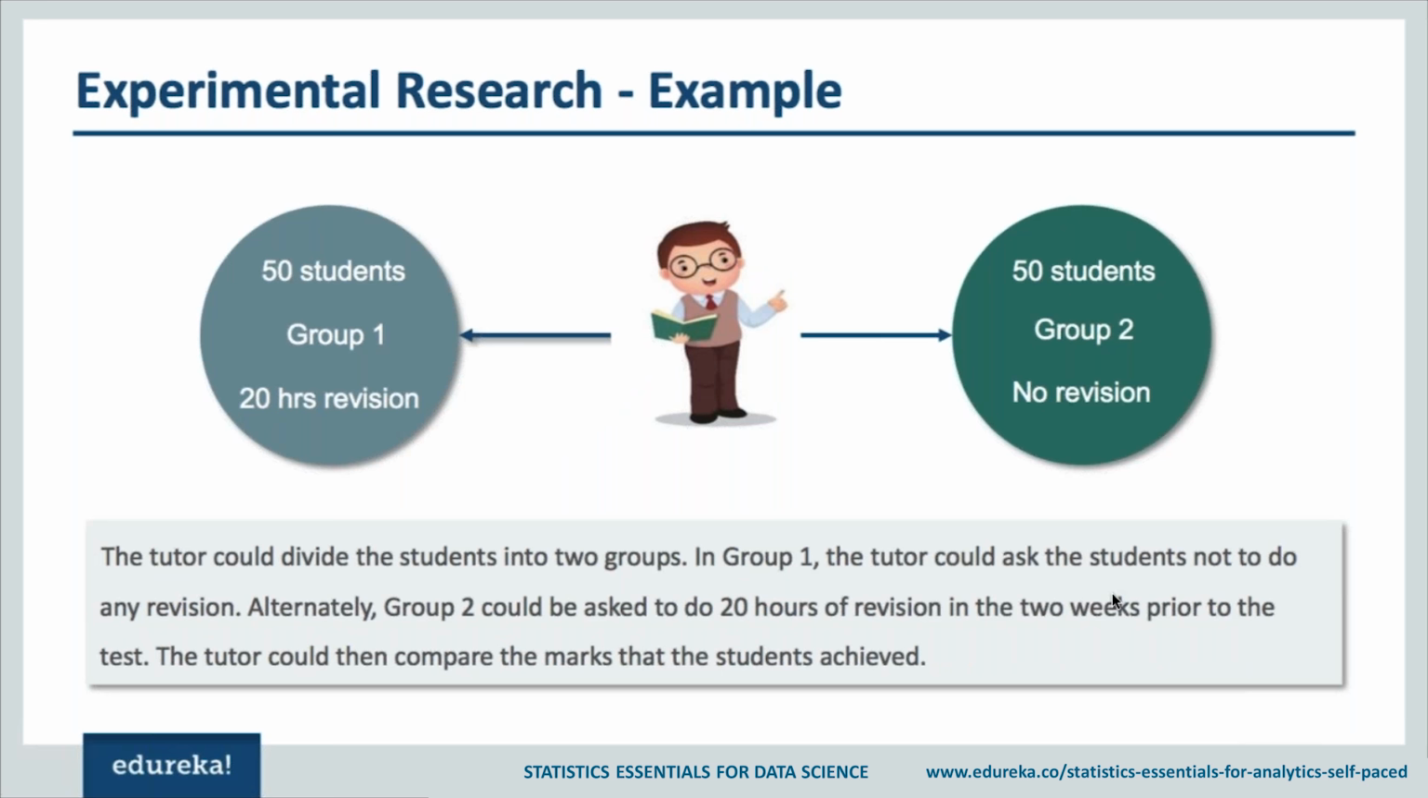There are 100 students and the group is divided into two, 50 students in each. The instructions given to group one are that they have to revise for 20 hours, and the group two students shouldn't be allowed to do any revision. Then if you compare the results of these two, since we already know there is a linear relationship, you will see how varying this quantity affects the result. That gives you an analysis of how the dependent and independent variables change the whole scenario.